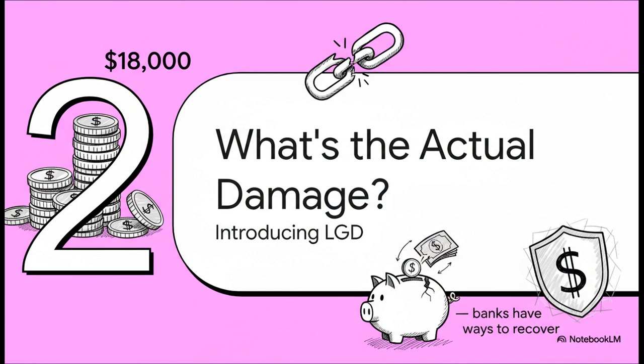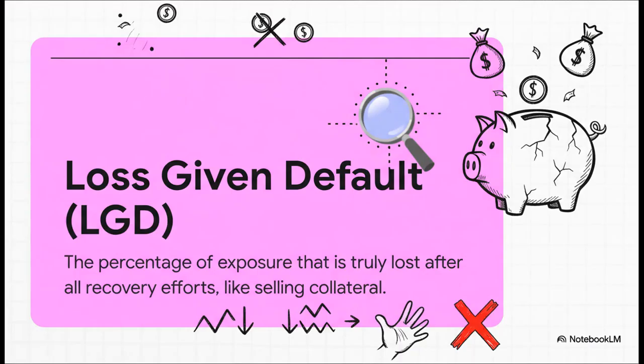See, just because $18,000 is on the line, that does not mean it's the final loss. Banks have ways of clawing some of that money back. This is where a metric called loss given default, or LGD, comes in. And the key phrase here is after all recovery efforts. This isn't about the initial shock of the default. It's about what's left on the table after the bank has done everything it can to get its money back, which usually means selling off whatever collateral was tied to the loan.